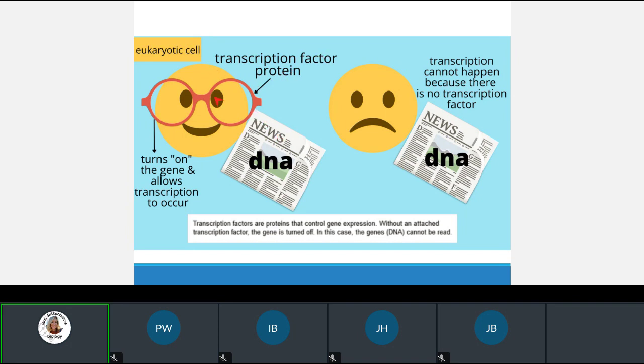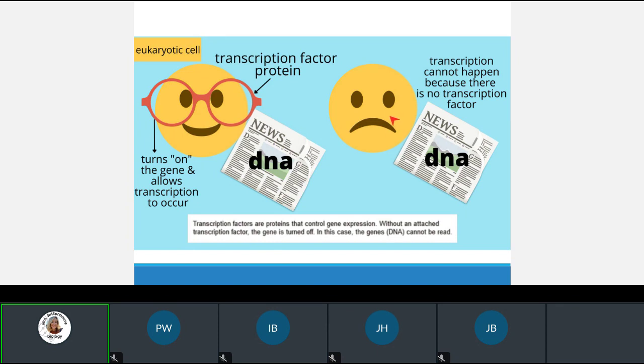So when we have our transcription factor protein, it is the turn on, okay? It allows us to be able to read the DNA and for transcription and translation to occur and for us to create the proteins. Over here, the sad emoji, all right, transcription cannot happen because there is no transcription factor. He lost his glasses, all right? There's no glasses on this poor man, and he can't read without his glasses. Therefore, transcription, translation cannot happen, and we cannot make the proteins.